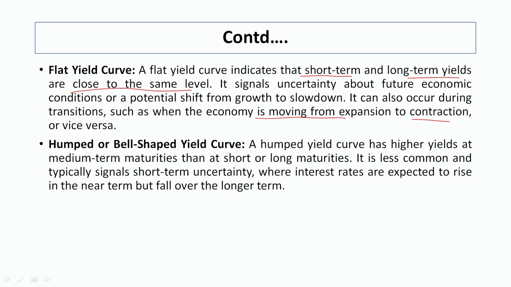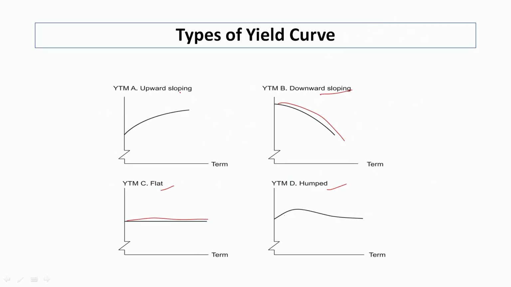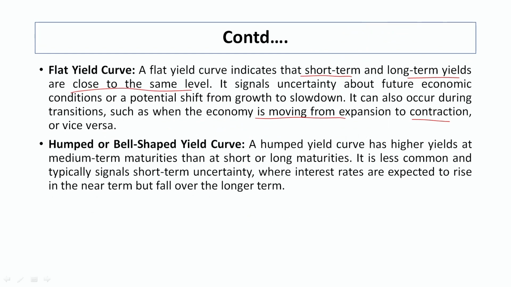Humped or belly shaped yield curve, it is like this. This is a humped shaped or belly shaped yield curve. In this situation what happens? The curve has higher yields at medium term maturity. Till now we have been talking about short term and long term. In the hump shaped yield curve we are talking about higher yields at medium term maturity, compared to short or long maturity. So, they are getting higher yields in the medium term, but in case of short term and long term they are getting low yields. It is less common and typically signals short term uncertainty, where interest rates are expected to rise in the near term, but fall over the long term.